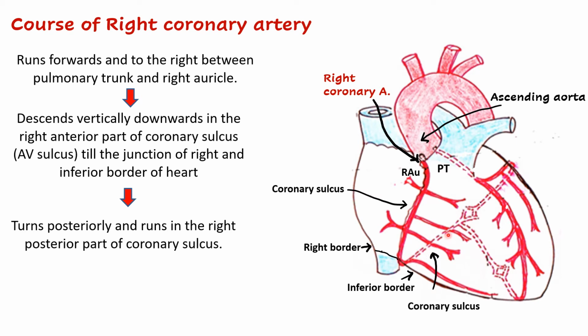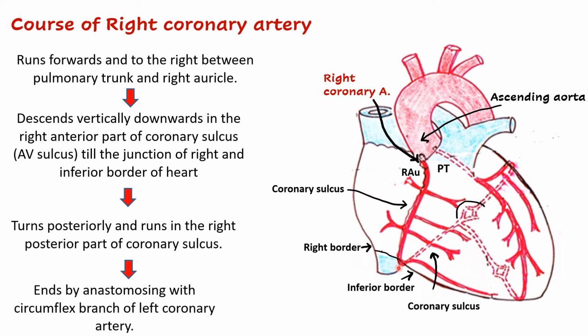And this is which part of the coronary sulcus? The right posterior part of coronary sulcus. It's simple to understand that the right coronary artery will run in the right anterior first and then right posterior part of coronary sulcus. And next what happens? It ends by anastomosing with one of the branches of left coronary artery, which is known as circumflex artery. So here we can see it is anastomosing with that.